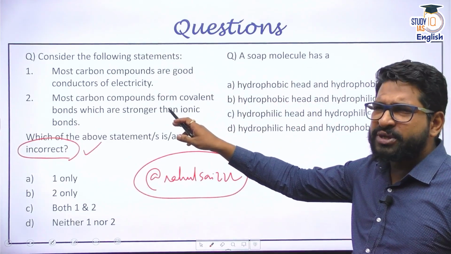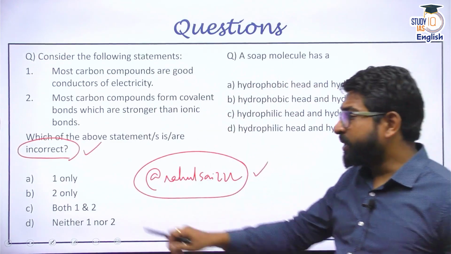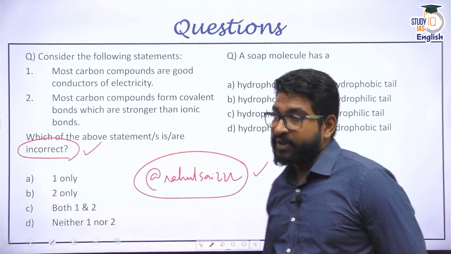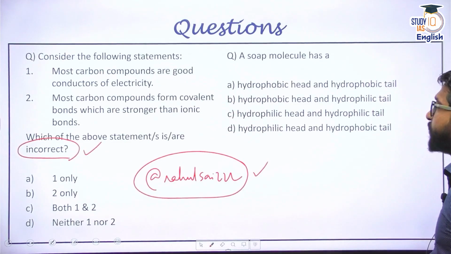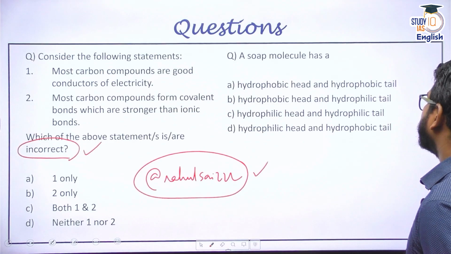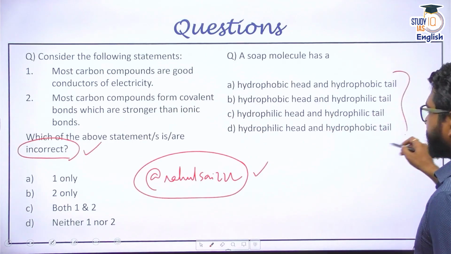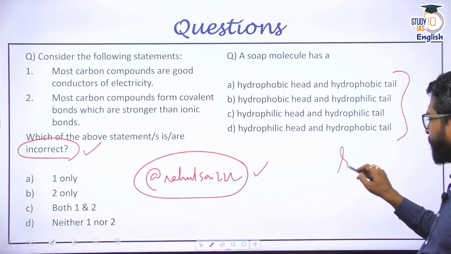Again, I would put this question as relatively easy. I have already given you a hint that you have to find the incorrect ones. The second question is: a soap molecule has a hydrophobic head, hydrophobic tail, hydrophobic head, hydrophilic tail. Again, from these options you can check the answer. This is a very simple question.